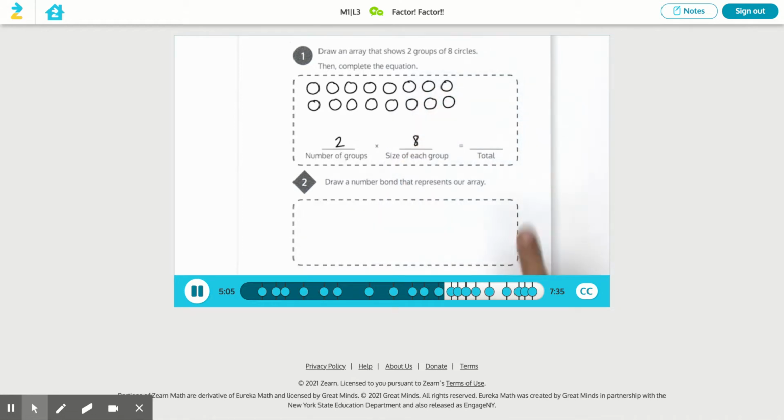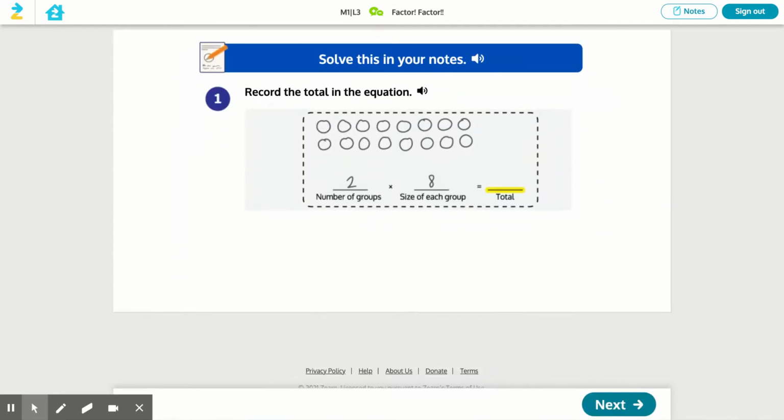Now we can solve for the total number of circles. What is 2 groups of 8? Record that here. All right, it's your turn. How many total circles do we have? We have 2 groups of 8.